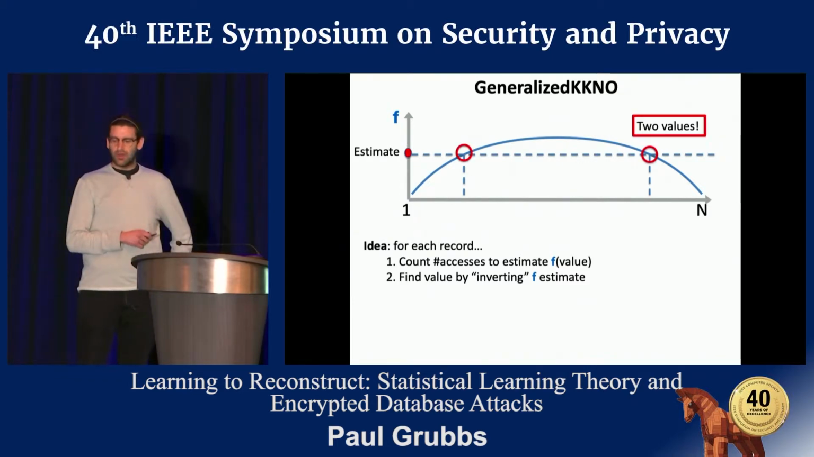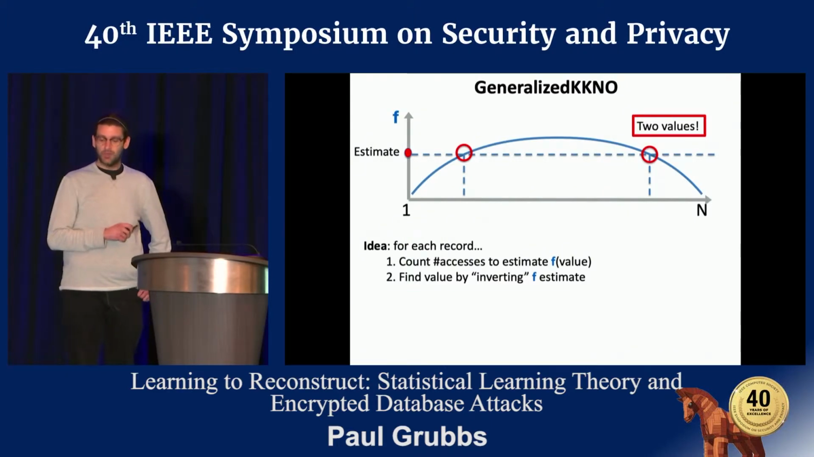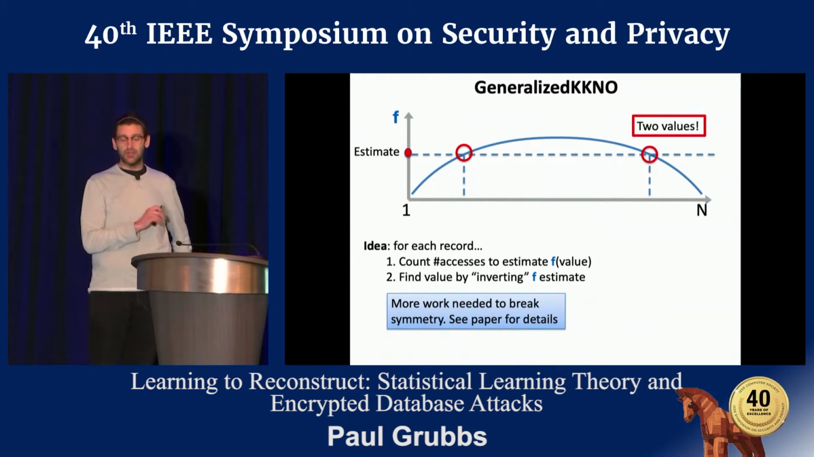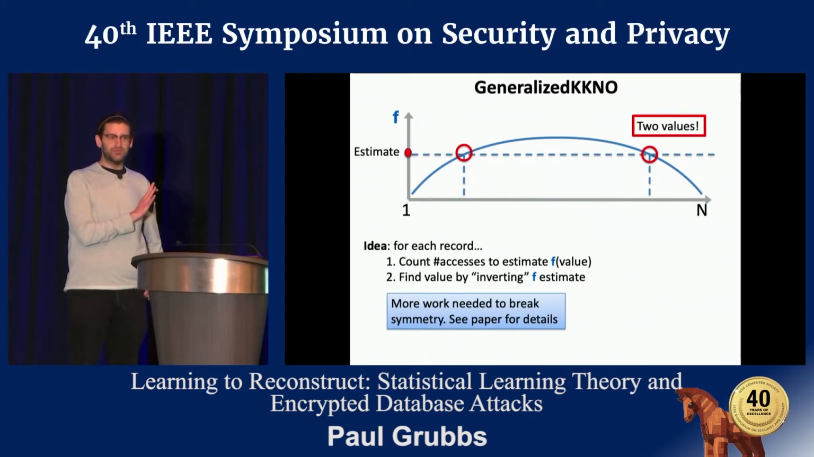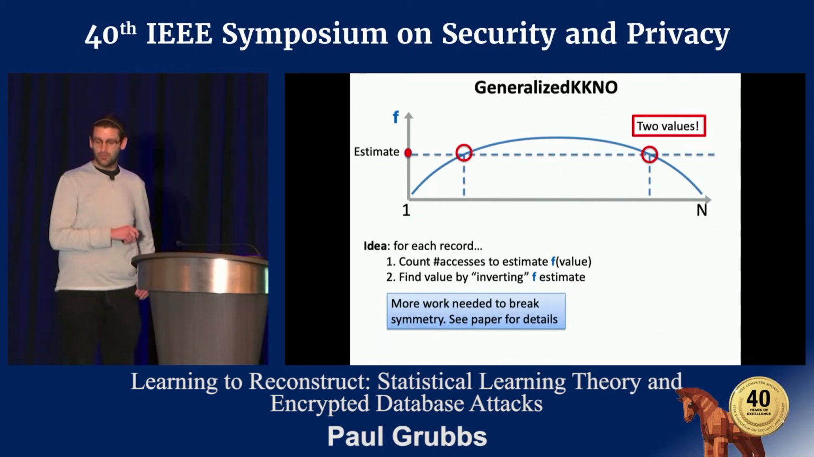So we see one problem with this right away. This function is such that there are 2 values on the x-axis for every y-axis value. So this is the question of symmetry. To recover values in the database, we need to break this symmetry. And this is possible, but the details aren't too interesting, so I'll just defer you to the paper for details.